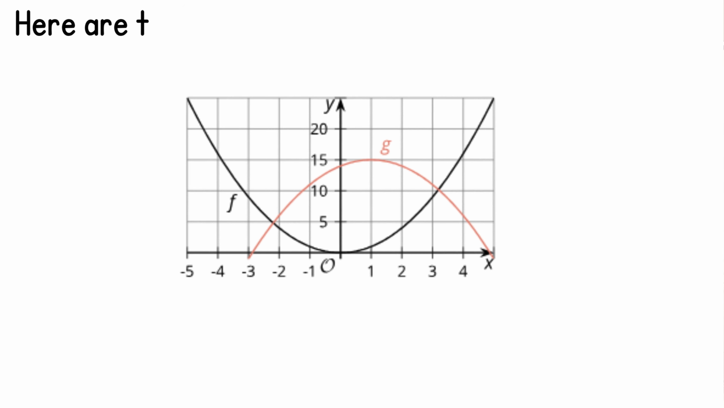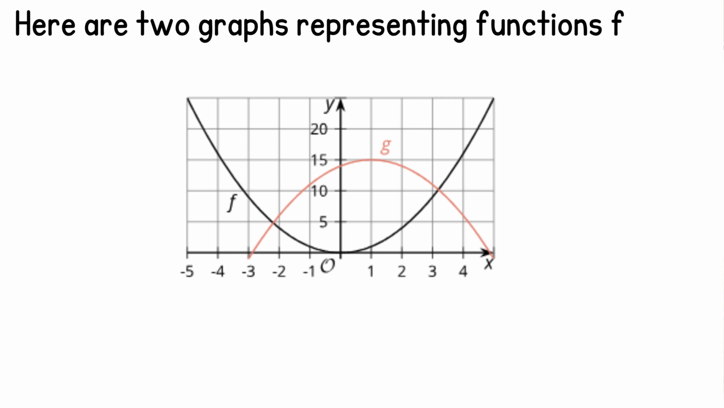Our next example gives us two graphs representing functions f and g. We're going to put up 3 statements and we'll decide if they're true or false. Our first statement says that f of 0 is greater than g of 0. Let's look at f of 0 first. When x is 0, the f line also shows a y value of 0. So we'll put 0 for this, and now we'll look at g of 0.